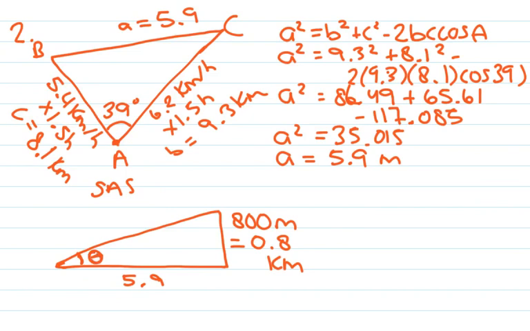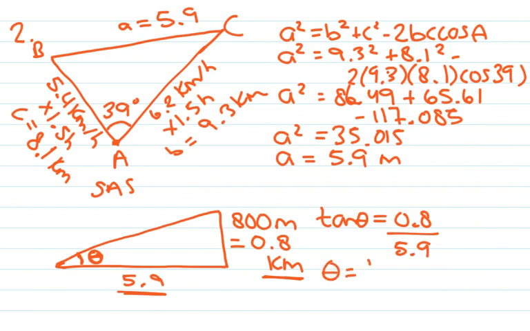Looking at angle theta, I'm talking about the opposite side and the adjacent side, so that would be tan. So tan theta equals opposite over adjacent, 0.8 over 5.9. So theta equals tan inverse, 0.8 over 5.9. Punch that into your calculator, and that's 7.7 degrees. So the second hiker sees the flare at an angle of elevation of 7.7 degrees at its highest point.